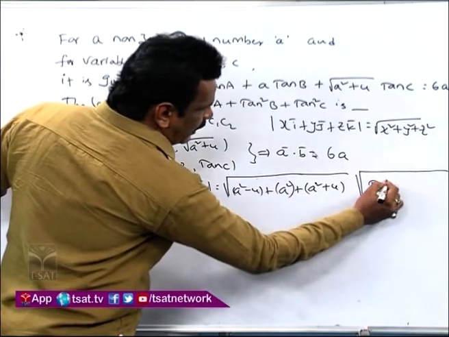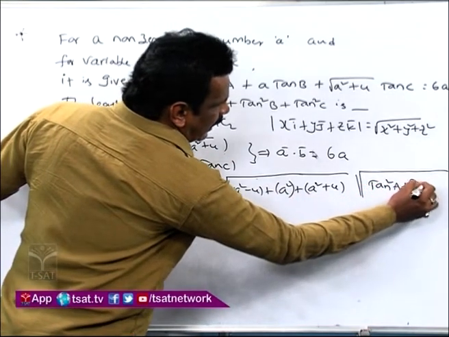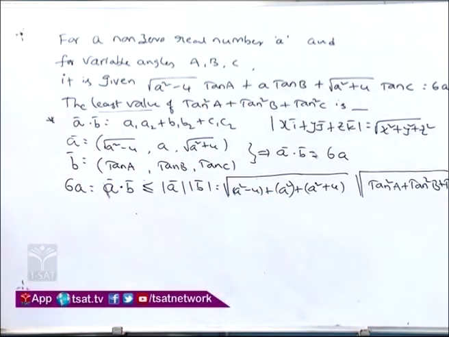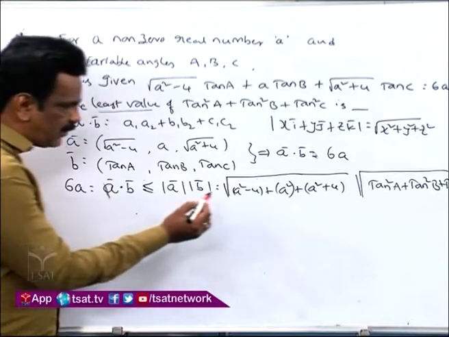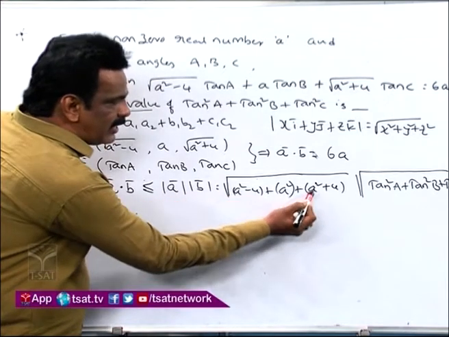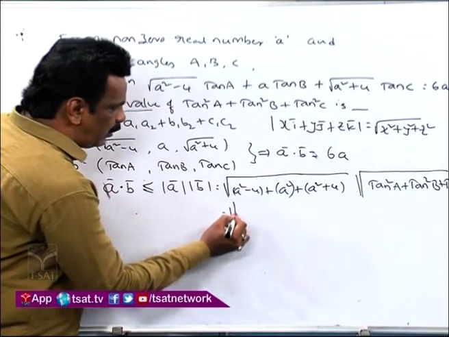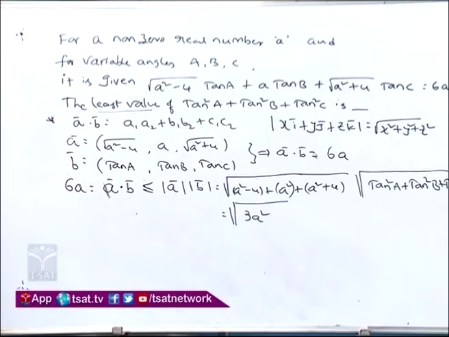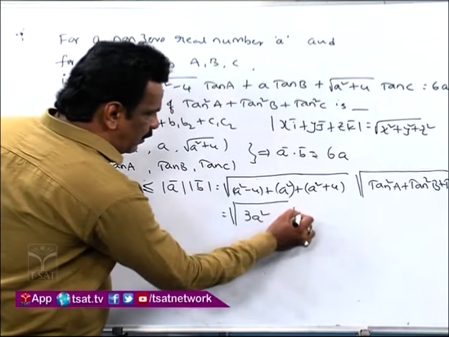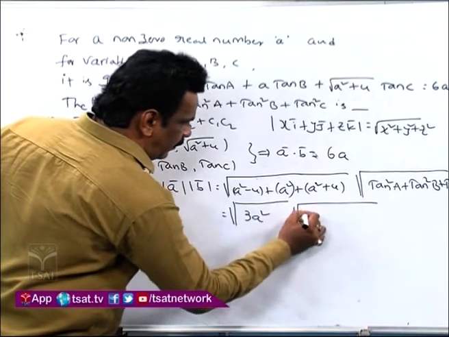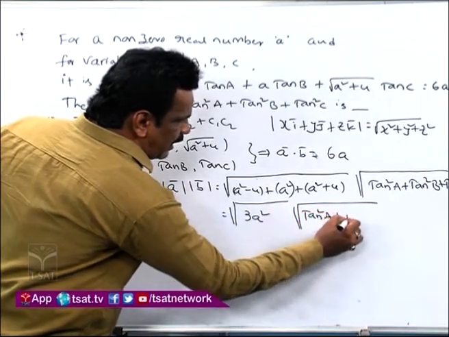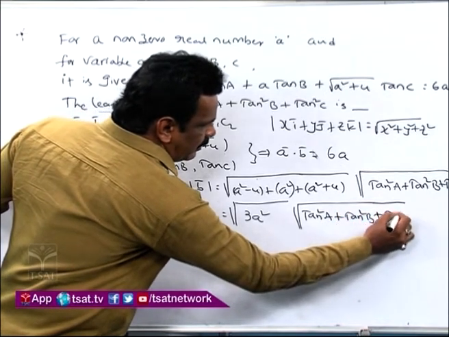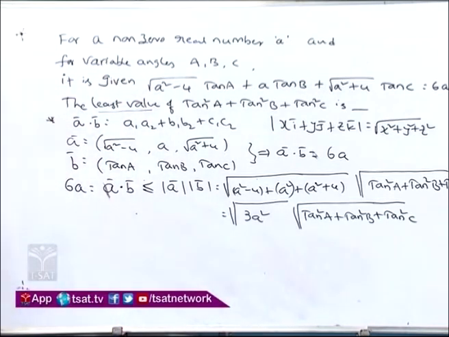So here you will get tan square a plus tan square b plus tan square c, we can write. What about this first square root? A square, a square, a square, 3 times we have, so it is root of 3a square. And what about the next one? It is root of tan square a plus tan square b plus tan square c. So like that we have.